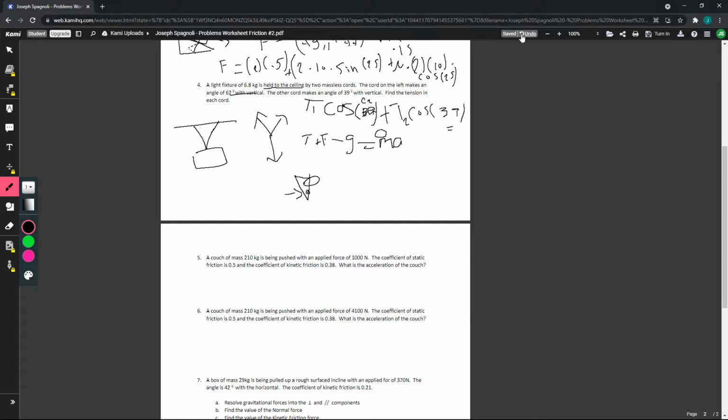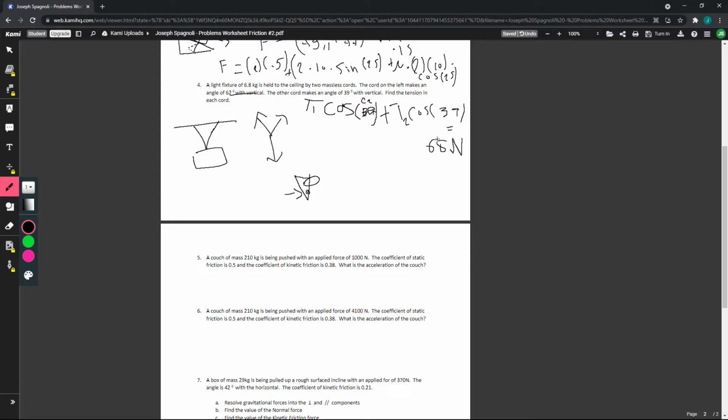I'm sorry if it took me a lot of time to explain. I'm going to undo all this I wrote to give myself more space. Okay, so we have tension 1 cosine, because we only worry about the y direction in this case, plus tension 2 cosine, the y direction of the other chord, is equal to the force of gravity pulling down on the object, which is 6.8 times 10, which is just 68 newtons.